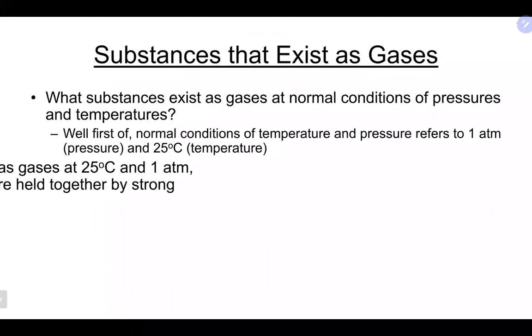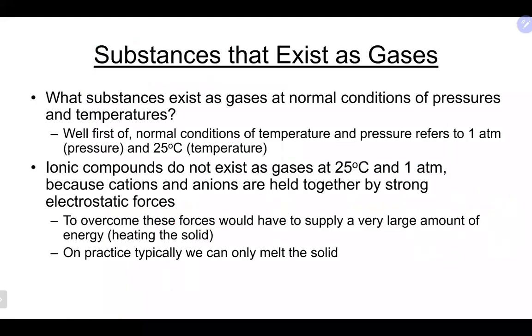So let's talk a little bit about substances that exist as gases under normal conditions. When we talk about normal conditions, that's room temperature conditions, and that usually refers to a pressure of 1 atmosphere, and that's what ATM stands for. It's a unit of pressure, an atmosphere. And typically, for everyday temperature, or for tables that you find in books, normal conditions is considered 25 degrees Celsius.